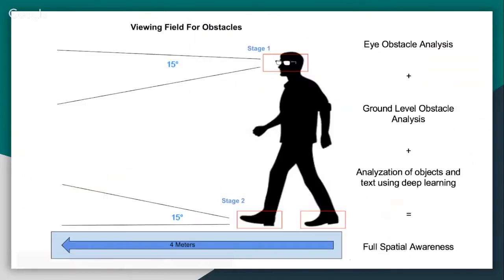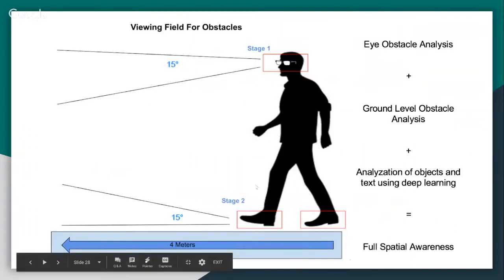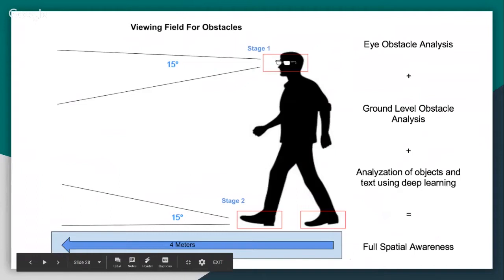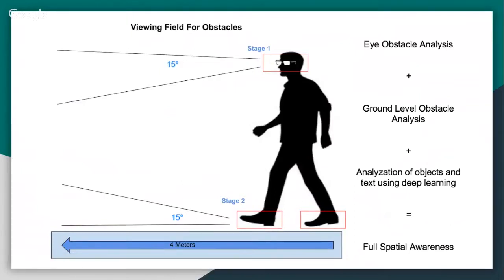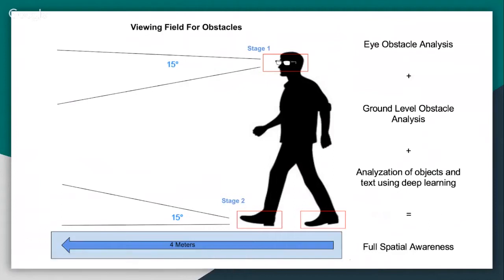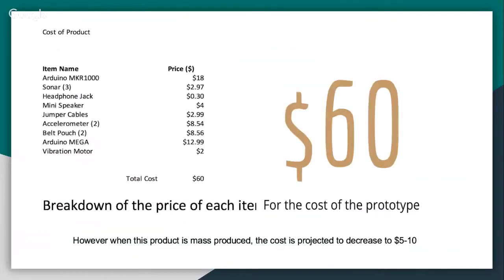So using this, the blind are able to get both eye-level obstacle analysis and ground-level obstacle analysis. Together with just these two components, you're able to understand how far an object is, and then using machine learning, they're able to understand where an object is or what an object is in relation to them. And then with all three of these combined, the blind can get full spatial awareness.